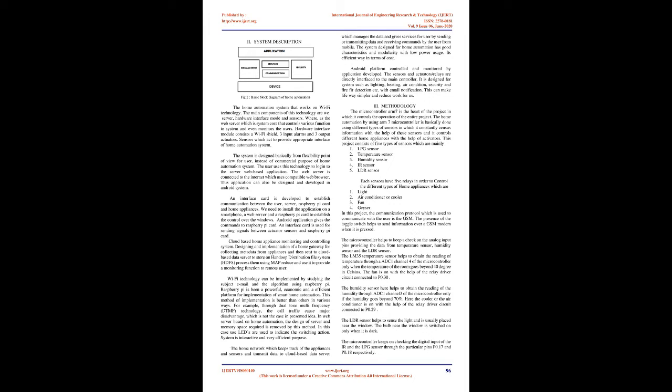The home automation system works on Wi-Fi technology. The main components of this technology are the web server, hardware interface module and sensors. The web server is the system core that controls various functions in the system and even monitors the users. The hardware interface module consists of a Wi-Fi shield, 3 input alarms and 3 output actuators.